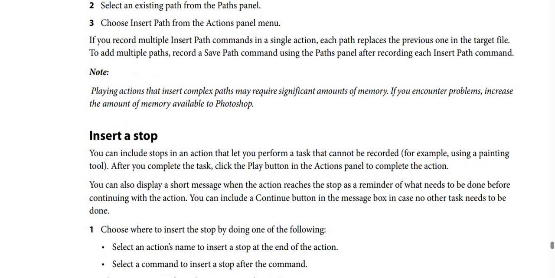And how to insert a stop? You can include stops in an action that let you perform a task that cannot be recorded, for example, using a painting tool. After you complete the task, you should click the play button in the actions panel to complete the action. You can also display a short message when the action reaches the stop as a reminder of what needs to be done before continuing with the action.